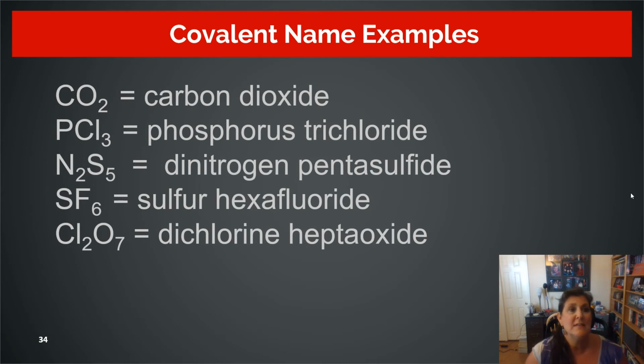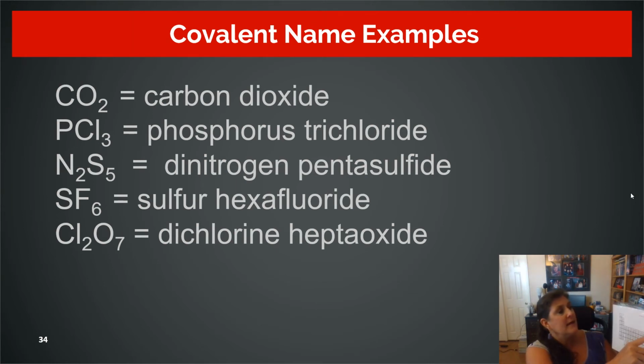As I just mentioned, CO2, we don't start with mono, so carbon dioxide. PCl3, there's only one P. If you look on your periodic table, P is named phosphorus. We don't do monophosphorus. Drop the mono if it's the first one. So phosphorus. Then there's 3 chlorines. Cl is named chlorine. There's 3 of them, so that's trichlor. Change the ending to ide: trichloride. Phosphorus trichloride.